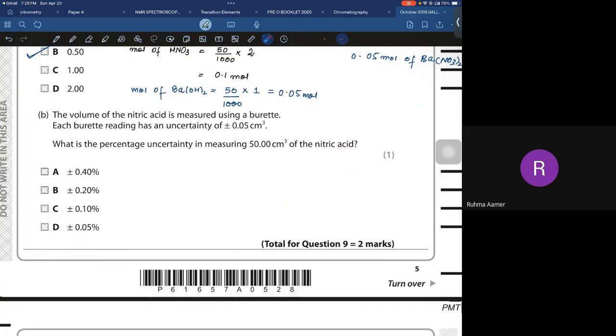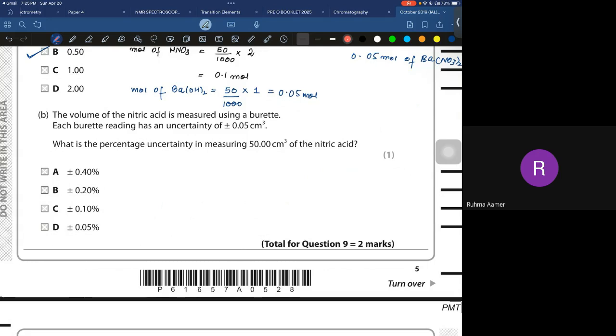Now see this question number B. Basically, they are saying the volume of the nitric acid is measured using a burette. Each burette reading has an uncertainty of plus minus 0.05 centimeter cube. What is the percentage uncertainty in measuring 50 centimeter cube of the nitric acid? Remember, we take the reading from the burette twice. Initial reading and then the final reading.